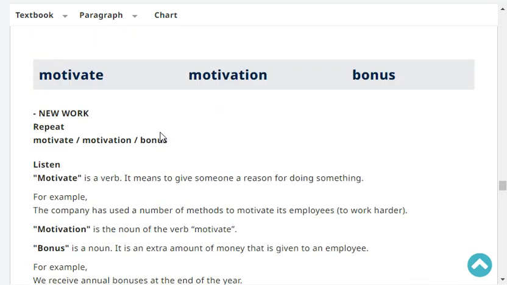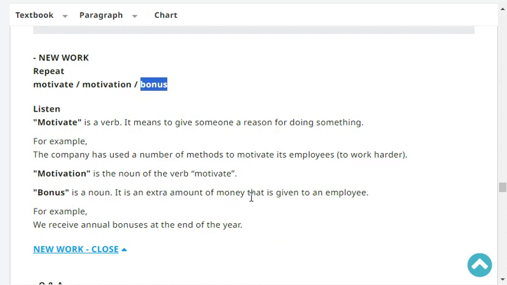Okay, next, repeat. Motivate. Motivation. Bonus. Very good. Okay, listen. Motivate is a verb. It means to give someone a reason for doing something. For example, the company has used a number of methods to motivate its employees. Motivation is the noun of the verb motivate.